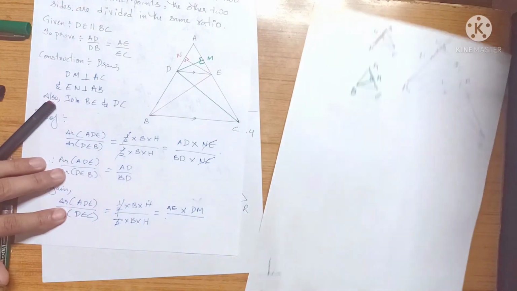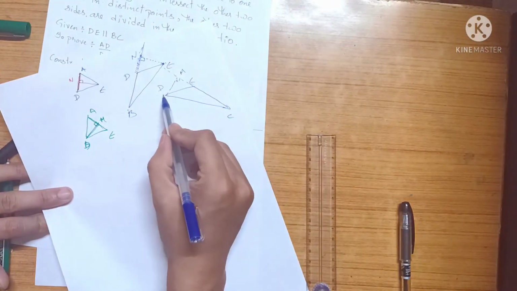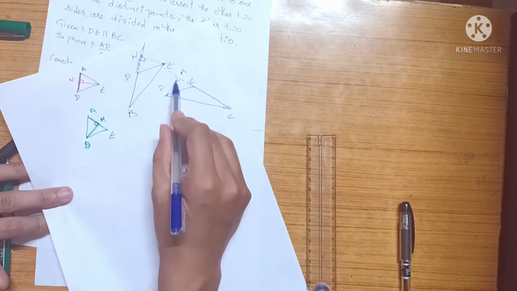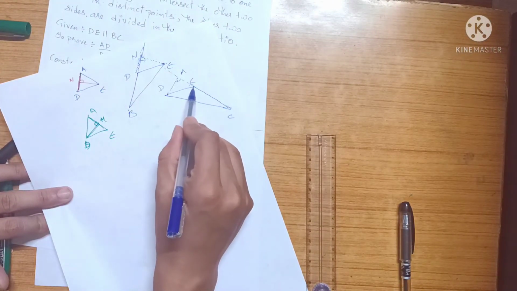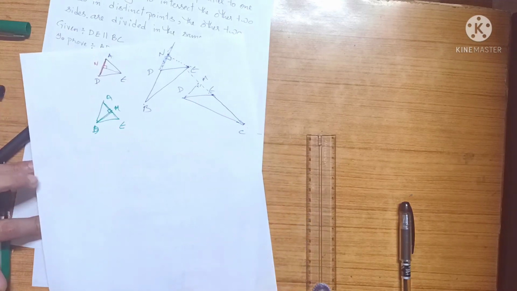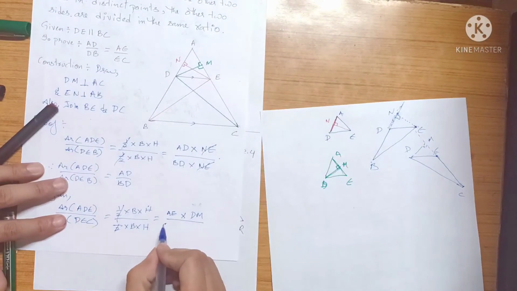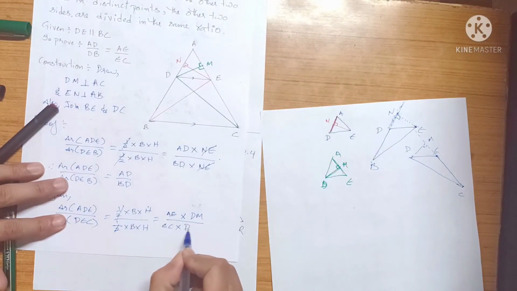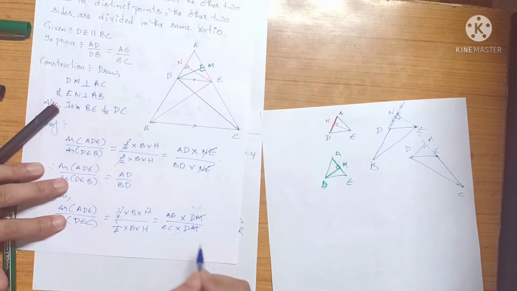So the base is, see, this is triangle DEC, and the height is touching this line. But the base, the actual measurement is from here to here only, so EC. EC is the base, so EC into height DM. So DM I can cut.